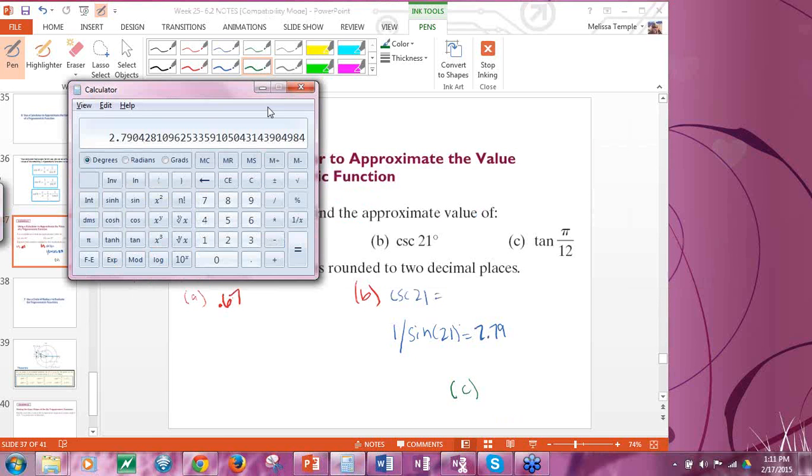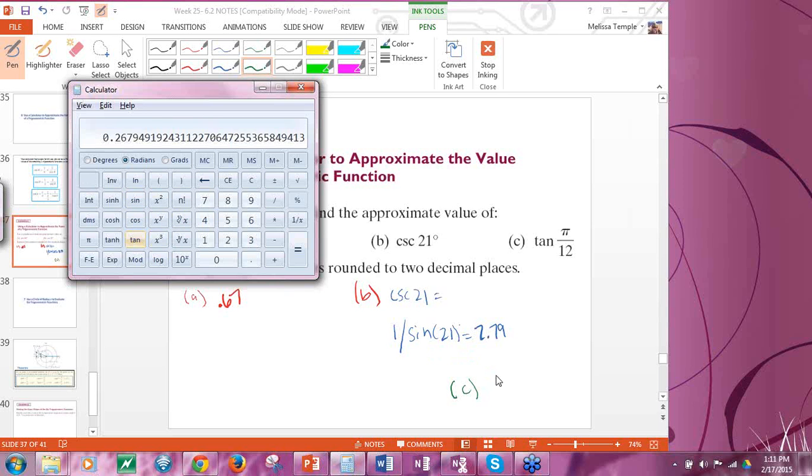And for the girls, over here, it's even easier because you just have to click radians. And now same thing, you have to use your parentheses. So parenthesis, pi divided by 12, end parenthesis, and then tangent. Enter. So 0.27.